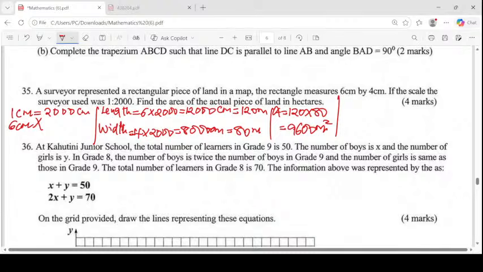But now they want it in hectares. We know that 1 hectare is equal to 10,000 square meters. What about 9600? You cross multiply. This will be 1 times 9600 divided by 10,000. This is 0.96 hectares.